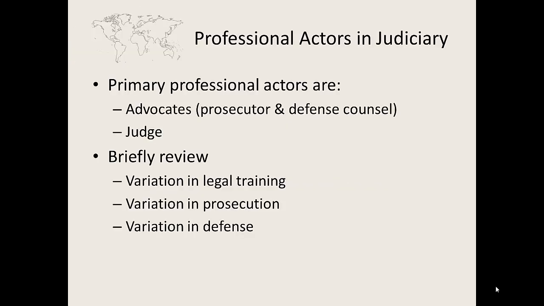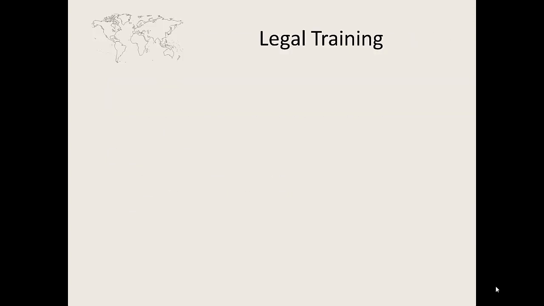In this particular chapter we're going to be looking at initially the professional actors that are involved in the legal profession. Since we're concentrating here on the criminal justice system, we'll be looking at various advocates, the prosecutor and defense counsel, for example, and the judge. We're going to start with a review of the different kinds of legal training that these professional actors might receive, and then we'll look more specifically at the advocates, particularly the prosecutor and defense counsel.